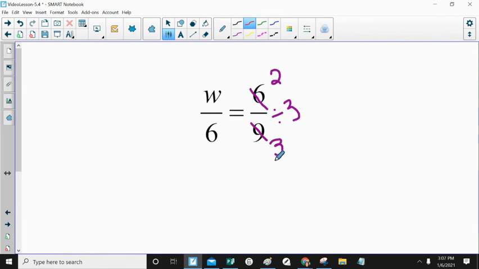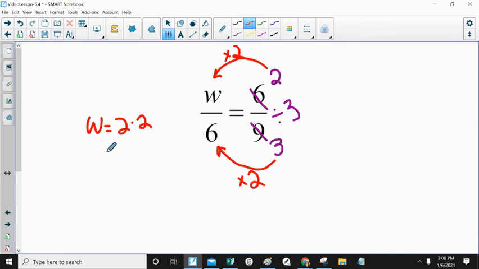Using the multiplication property of equality, I know that 3 times 2 is 6. Whatever I multiply one number of my ratio by, I have to multiply the other number by the same thing. So W is going to equal 2 times 2, which is 4.